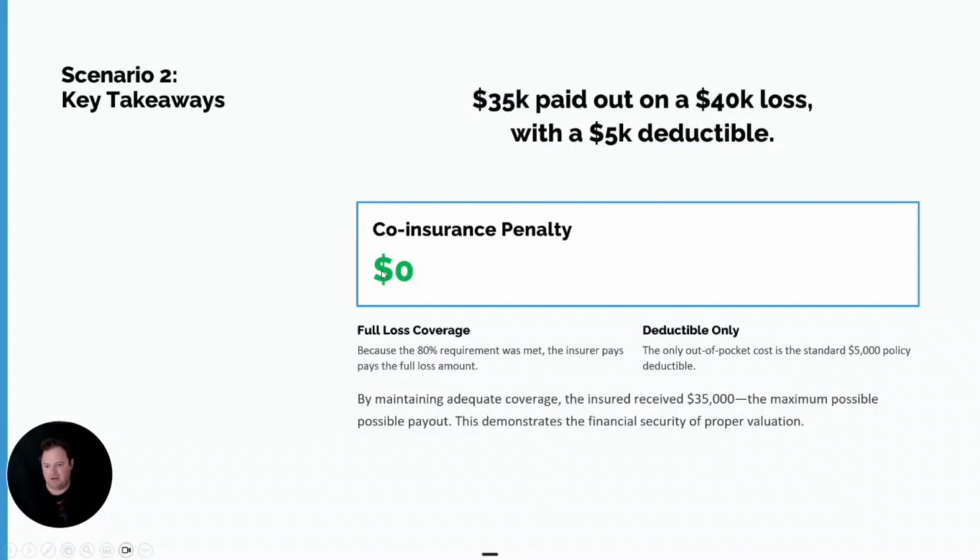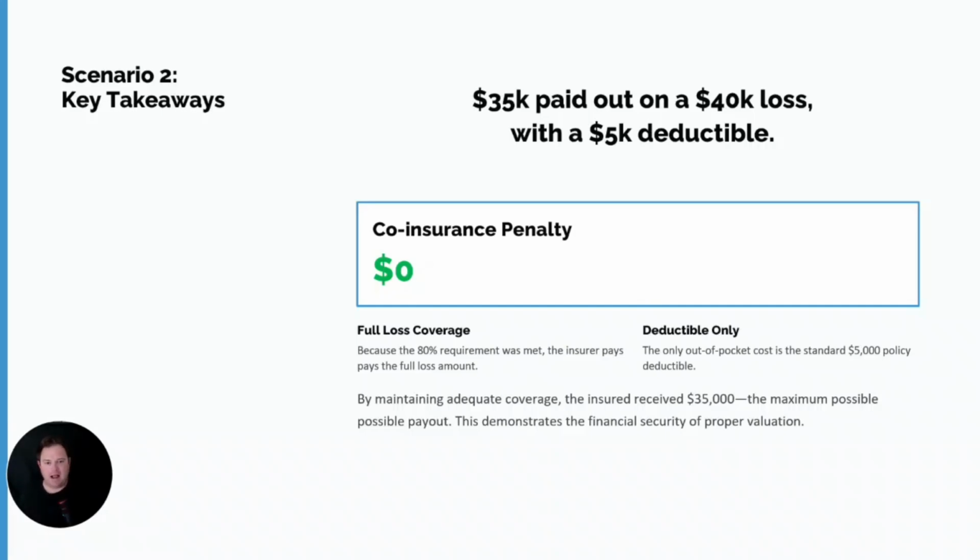The coinsurance penalty is 0. So your full loss coverage, so the 80% requirement was met. The insurance pays the full loss amount. The only out-of-pocket cost is the standard $5,000 policy deductible. So that deductible is, you're going to elect what that is at the start of the policy. That obviously can play a factor here, and it's important to note that as well.